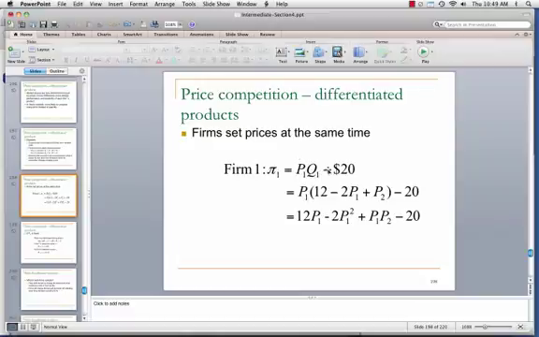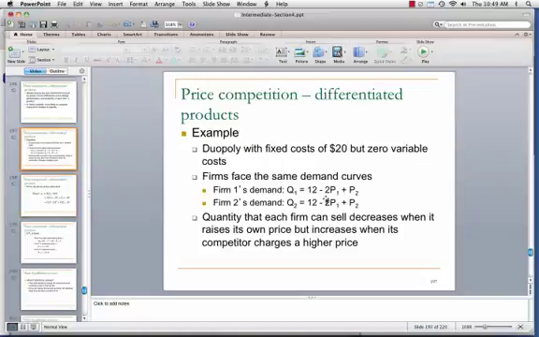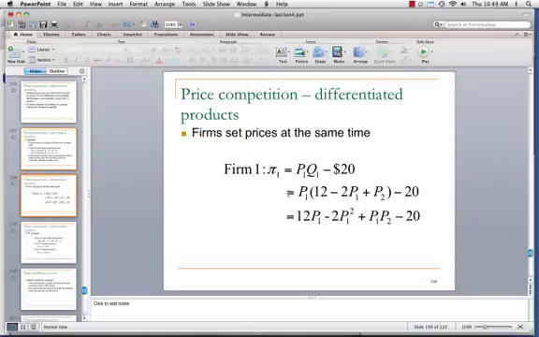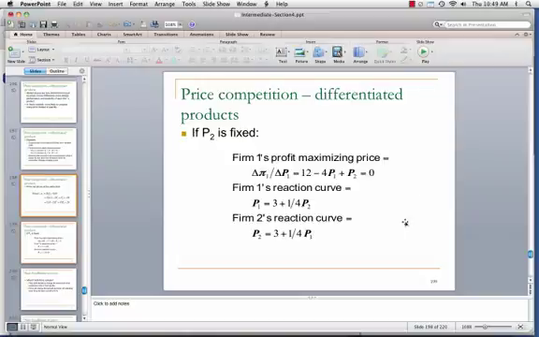That would be P1Q1, that would be the revenue, minus the $20 fixed cost. Now we need to distribute out. I know what my Q1 is, that was solved for right here, Q1. And multiply that by P1, and distribute it out. And then if P2 is fixed, what I do is solve for each of the firm's reaction functions, because then I substitute in for P2. Solving for P2, I get 3 plus 1/4 P1. Solving for P1, I get 3 plus 1/4 P2.